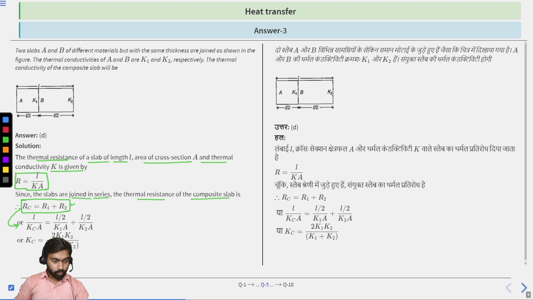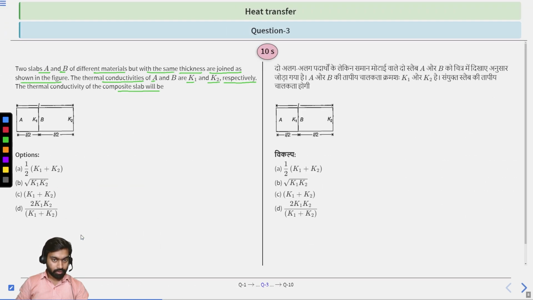After solving this, you will get Kc equal to 2 K1 K2 divided by K1 plus K2. So the correct option is D, 2 K1 K2 divided by K1 plus K2. Clear? This one is correct. Next question.